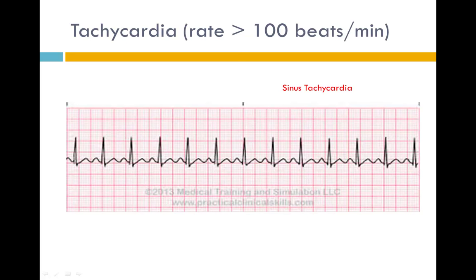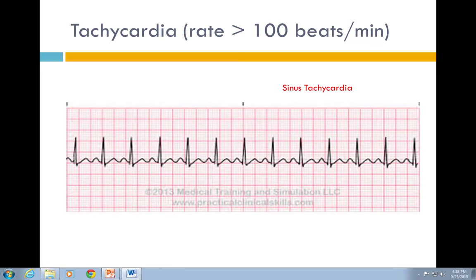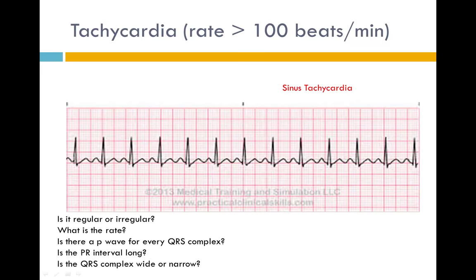All right, so next we're going to now move away from the bradycardic and heart block rhythms. We're going to talk about tachycardia. Tachycardia is defined as a rate greater than 100 beats per minute. Let's systematically go through the identification. All right, the first thing, is it regular? Yes, it is regular. The rate is, if we counted this rate, so 1, 2, 3, 4, 5, 6, 7, 8, 9, 10, 11, 12. So 12 times 10 is 120. That's what I get. So this patient is somewhere between 120 and 130 beats per minute if this was a 6 second strip.